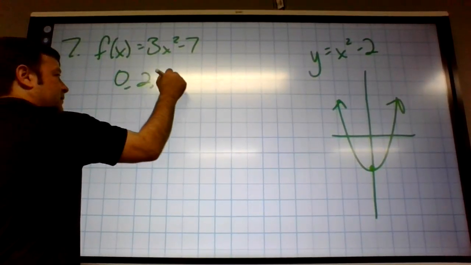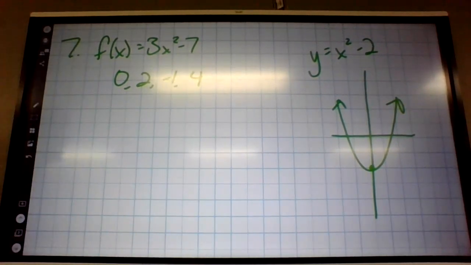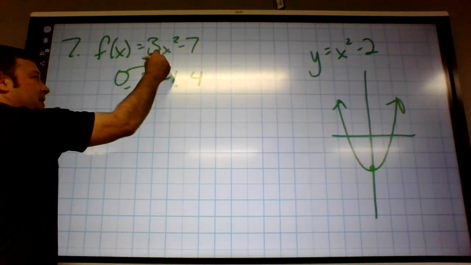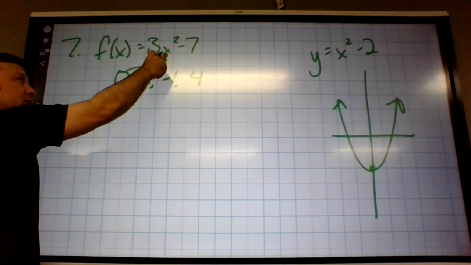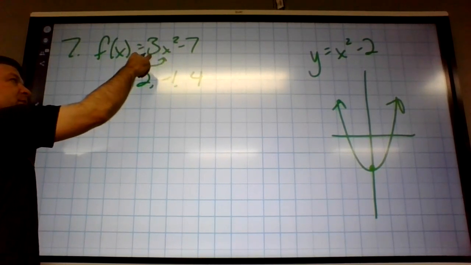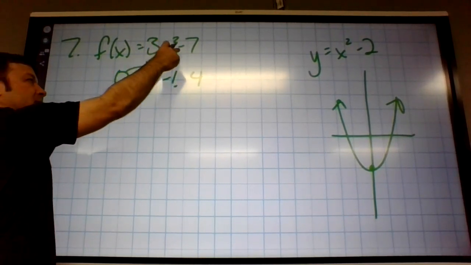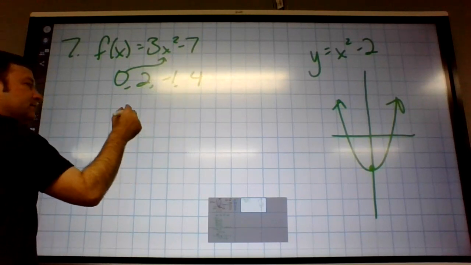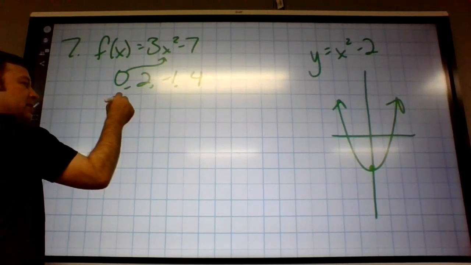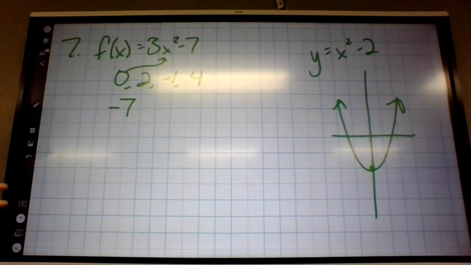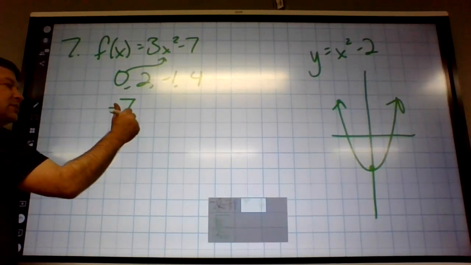0, 2, -1, 4, I think. Let's see. Alright, this one's kind of a mess. Leah, if I plug in 0 right here, what's 0 squared? 0. What's 0 times 3? What's 0 minus 7? No. 0 minus 7. It's kind of like if you have $0 and you lose 7, and you're 7 in the hole. So it's just -7.